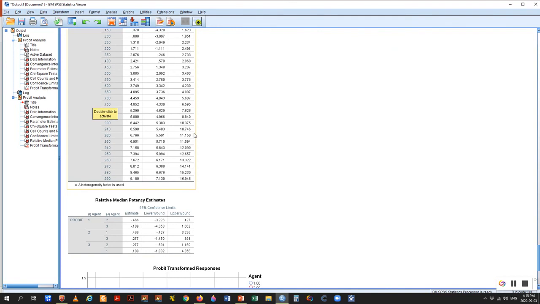Okay, table 7 is the relative median potency estimates, and these factor agent values are displayed for each combination of intersection of the other factors. So we've got the three types of agents interacting with each other, and it creates an estimate. So this is the Probit analysis.